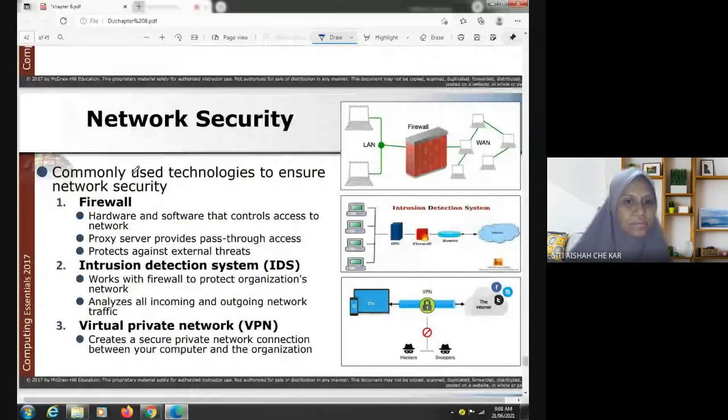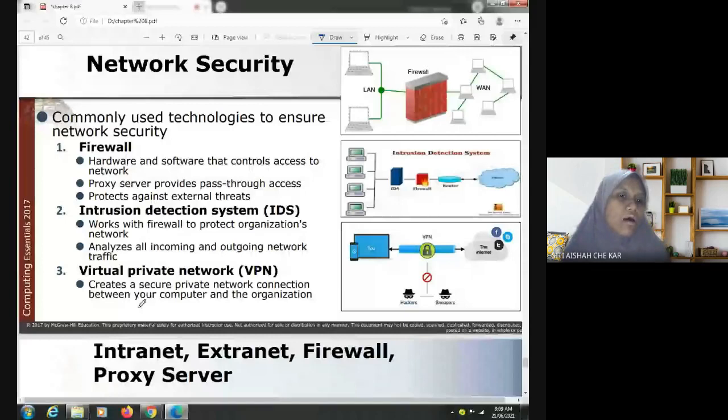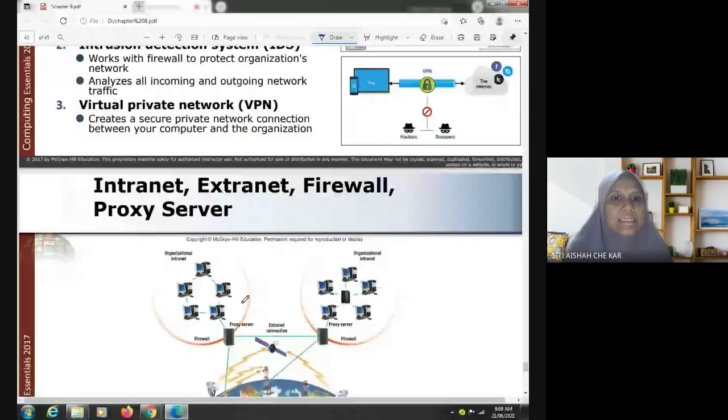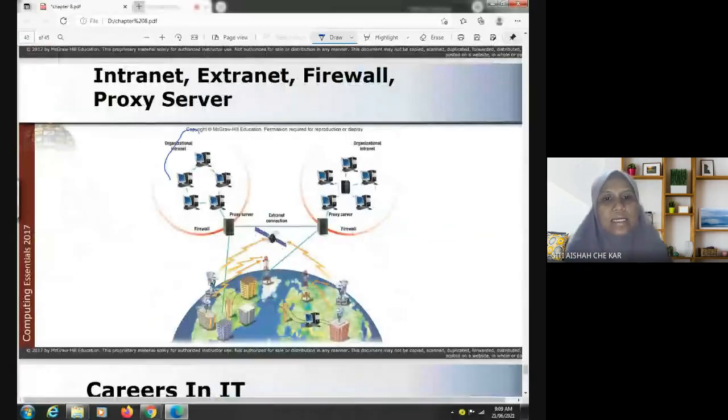So you can see, so these are some technology that offer a network security. We have a firewall, intrusion detection system, and we have a virtual private network. Okay, the firewall you can see here. Let's say this is organization intranet. Let's say this is intranet for UITM. So UITM dia ada buat satu firewall. Okay, so siapa-siapa yang nak access this UITM punya ni, dia mesti ask a permission from a proxy server dulu. Dan mesti cross the firewall first.